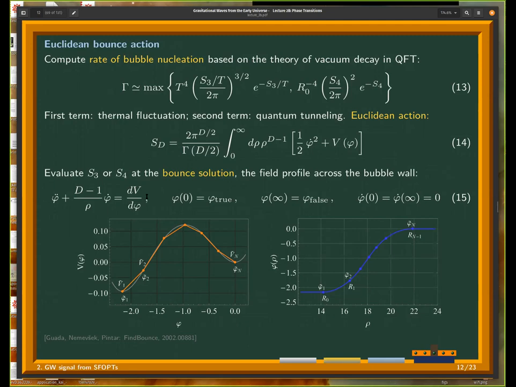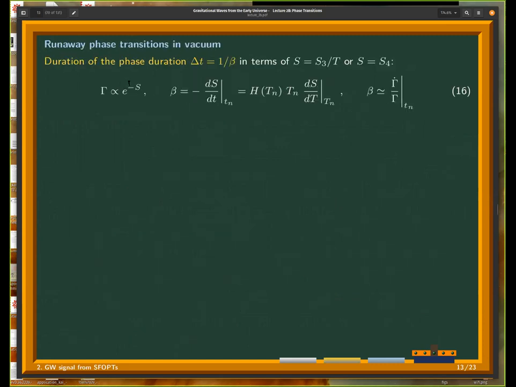All right, so you determine this field profile. It's a solution to this equation of motion here. Inside the bubble, you're in the true vacuum. Outside the bubble, you're in the false vacuum. And you plug the solution into equation 14, then you have a value for the action, and you plug that number into equation 13, then you have a value for your bubble nucleation rate.